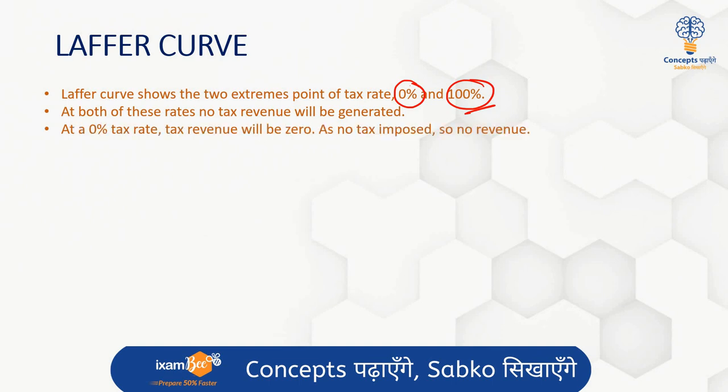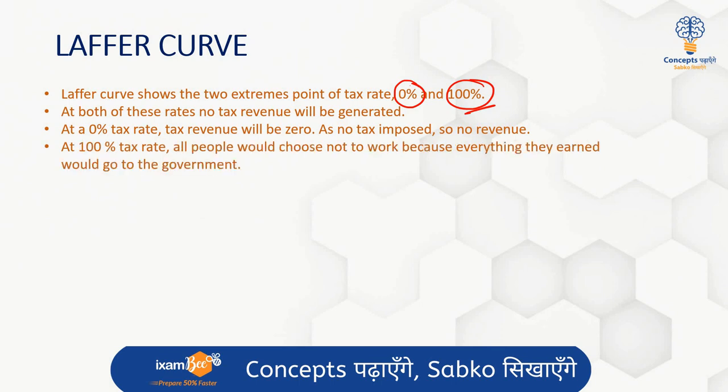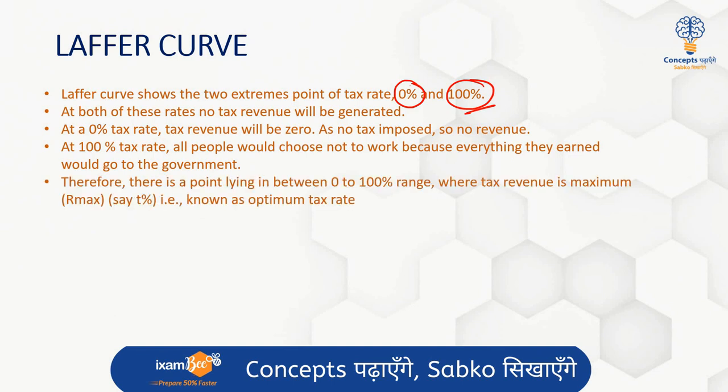Because at 0% tax rate, there will be no tax revenue because no tax is imposed, so no revenue. But at 100% tax rate, when all of the amount is being taxed, people would choose not to work because everything they earned would go to the government. So that's why a 100% tax rate can mean zero revenue for the government.